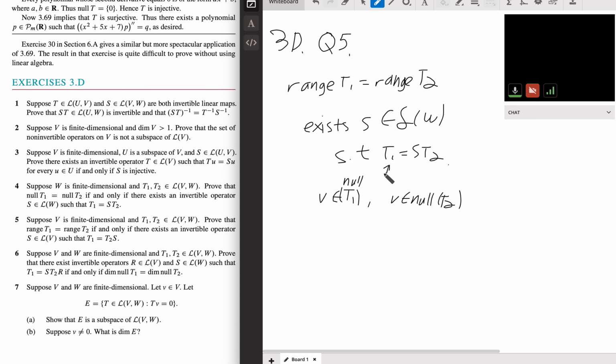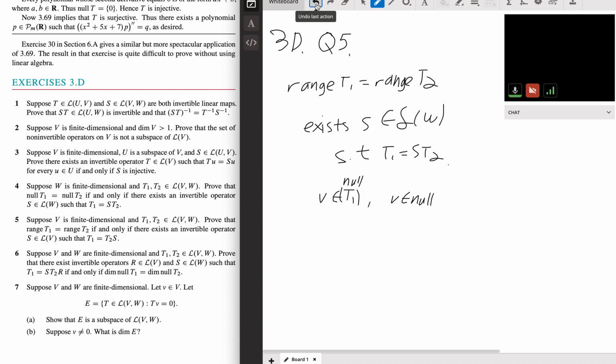The reason is because then T1 of V will be 0, and since S is injective, T2 has to evaluate that thing to 0. Otherwise, if T2 of V is something non-zero, then S of something non-zero is not 0, since S is invertible and thus injective. So the null space of T1 is within the null space of T2. In a similar manner, null space T2 is within the null space of T1, so therefore the null space of T2 is the null space of T1. These two have the same null spaces.